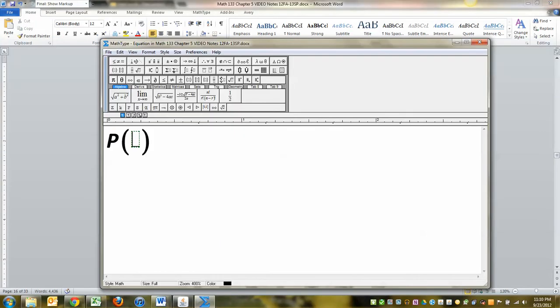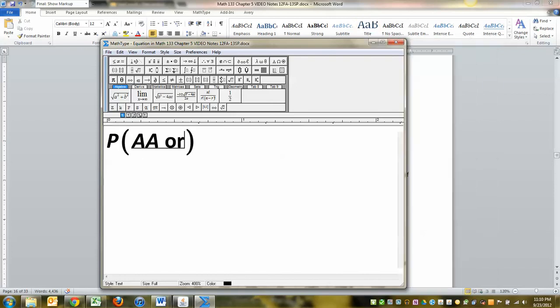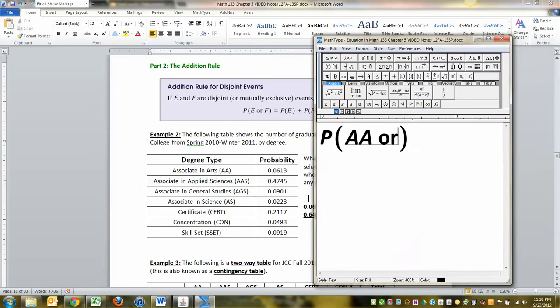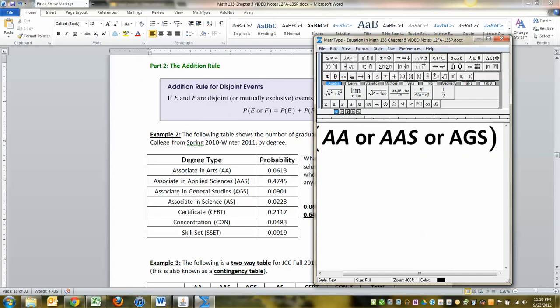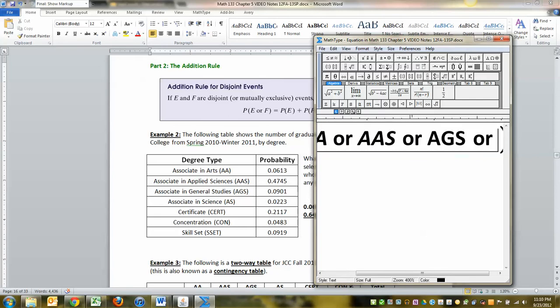So you could get Associate of Arts, or what are the other options? Or the AAS, that's Associate in Applied Science. There's an Associate in General Studies, and then the last one is Associate in Science, so AS.